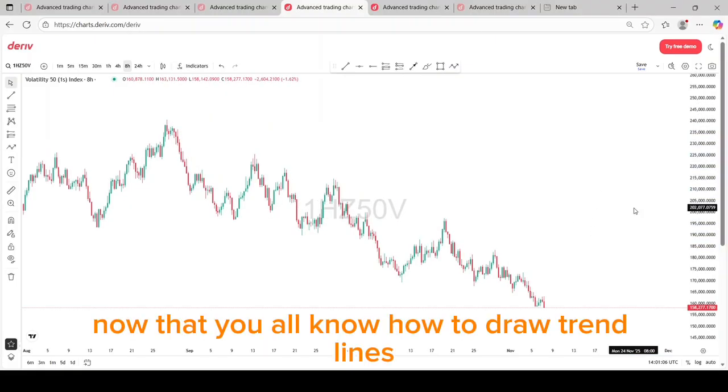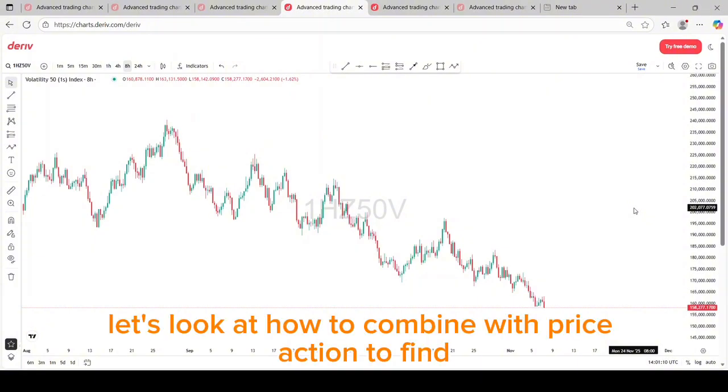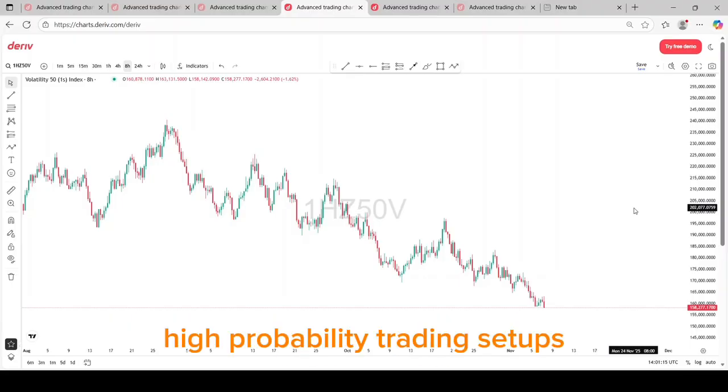Now that you all know how to draw trend lines, let's look at how to combine it with price action to find high probability trading setups.